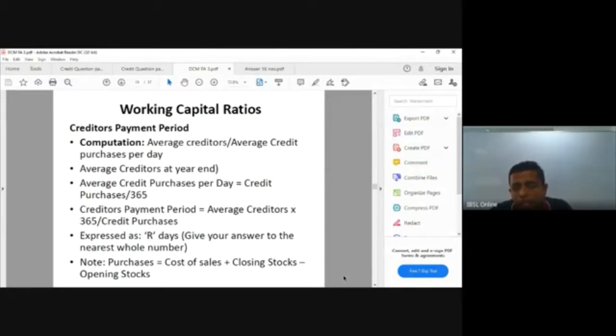First, try to take the credit purchases if the details are given. If the purchases figure is not given, you have to take the cost of sales, add the closing stock, deduct the opening stock, then you have the purchases, right? If you are not in a position to calculate in both scenarios I mentioned, in that case, you are free to take the cost of sales instead of purchases in order to calculate this particular ratio, right?